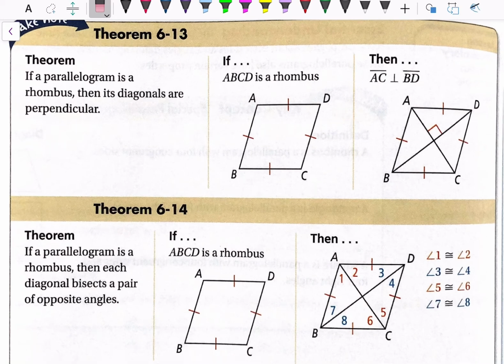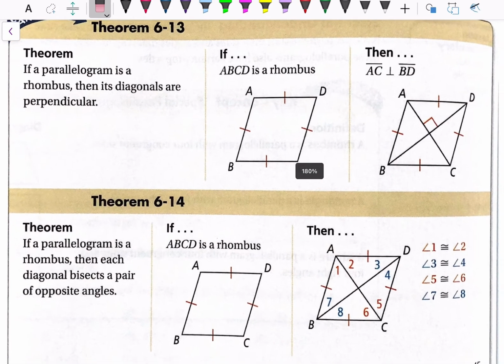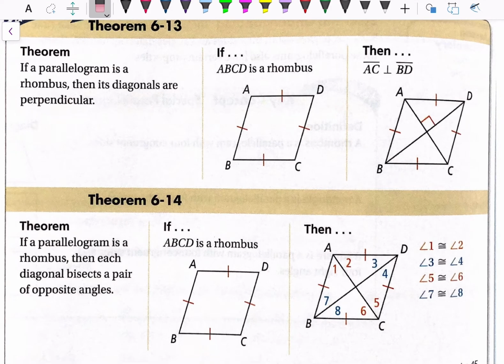First, we have two theorems for a rhombus. Theorem 613 says that if a parallelogram is a rhombus, then its diagonals are perpendicular. And remember, perpendicular means they meet at a 90-degree angle.